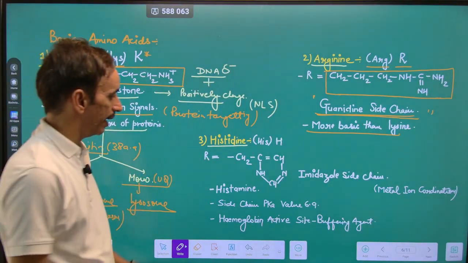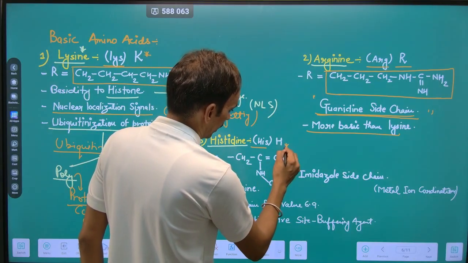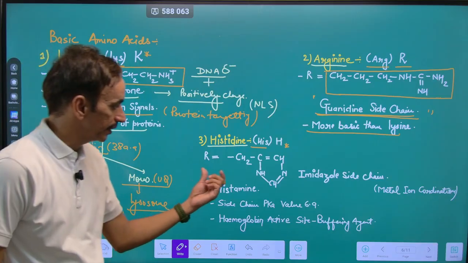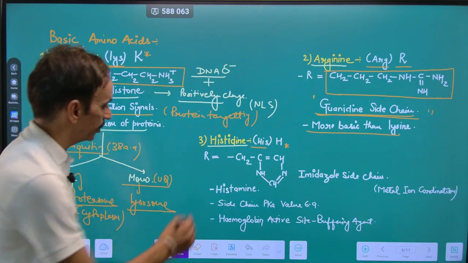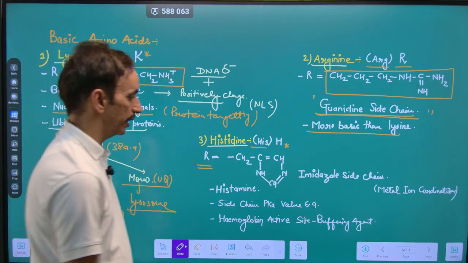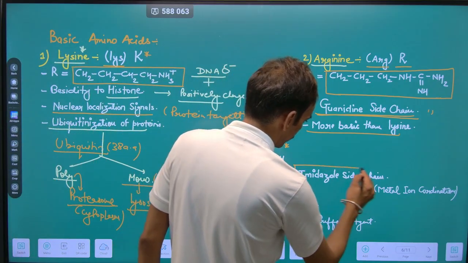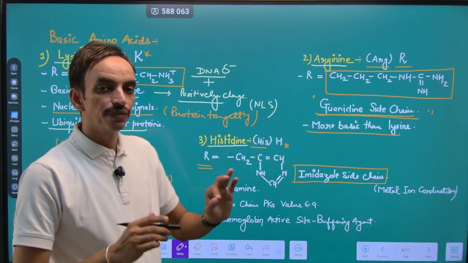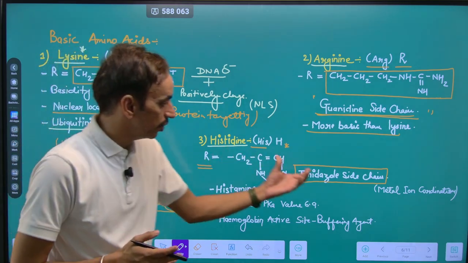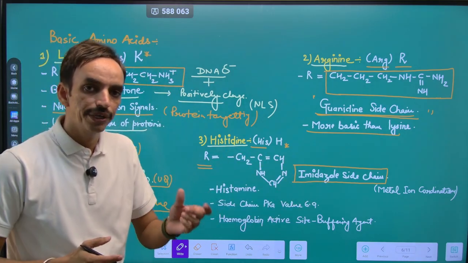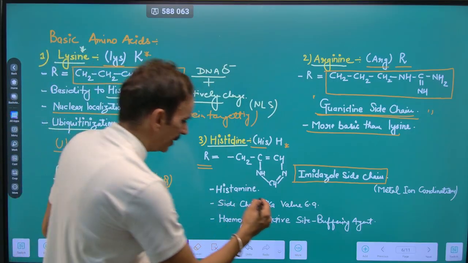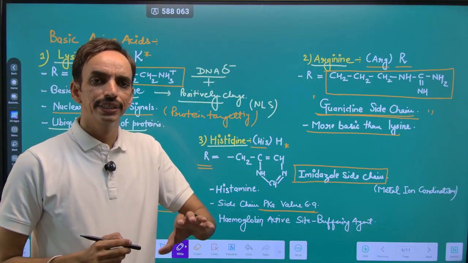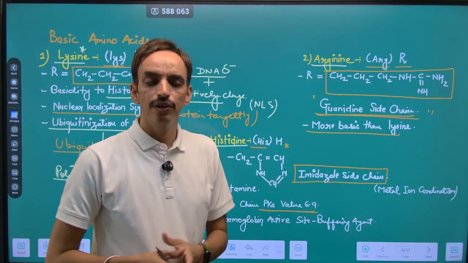Next is histidine, abbreviated as HIS and denoted by the alphabet H. Again, it has a named side chain. The side chain or the R chain of histidine includes an imidazole side chain. This imidazole side chain is very important because it has a pKa value around the physiological pH. Physiological pH is 7 and it has a pKa value of 6.9.